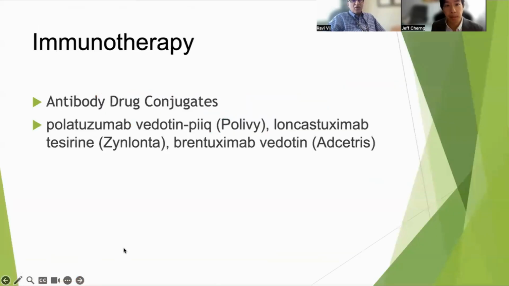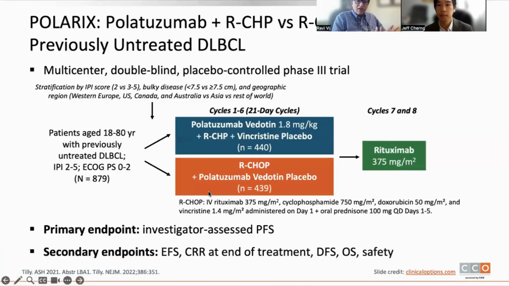So obviously, more recently, there's been this trial that has looked at chemoimmunotherapy with Polivy. And obviously, we do have other drugs that are chemoimmunotherapy that are being studied in later lines. But as far as the trial goes, the POLARIX trial, what can you tell us about the trial and how it has impacted your decision making?